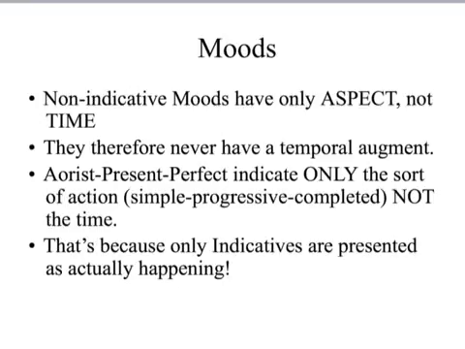The aorist indicates simply simple aspect, the present indicates progressive aspect, the perfect indicates completed aspect, and there is no sense of time at all because remember, only indicatives are presented as actually happening and therefore happening in time. The other moods are not presented as actually happening and therefore are divorced from time.